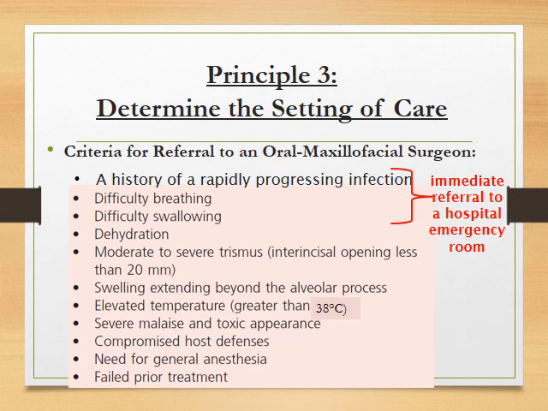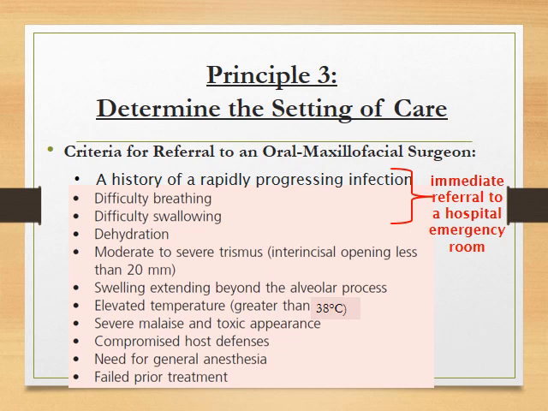Difficulty in breathing, or dyspnea. A patient who has any difficulty in breathing, this means that the infection is causing compression on the soft tissue of the upper airway, so that the patient is unable to maintain a patent airway. In this situation, the patient should be immediately referred to the hospital to secure his airway and maintain an intact airway.